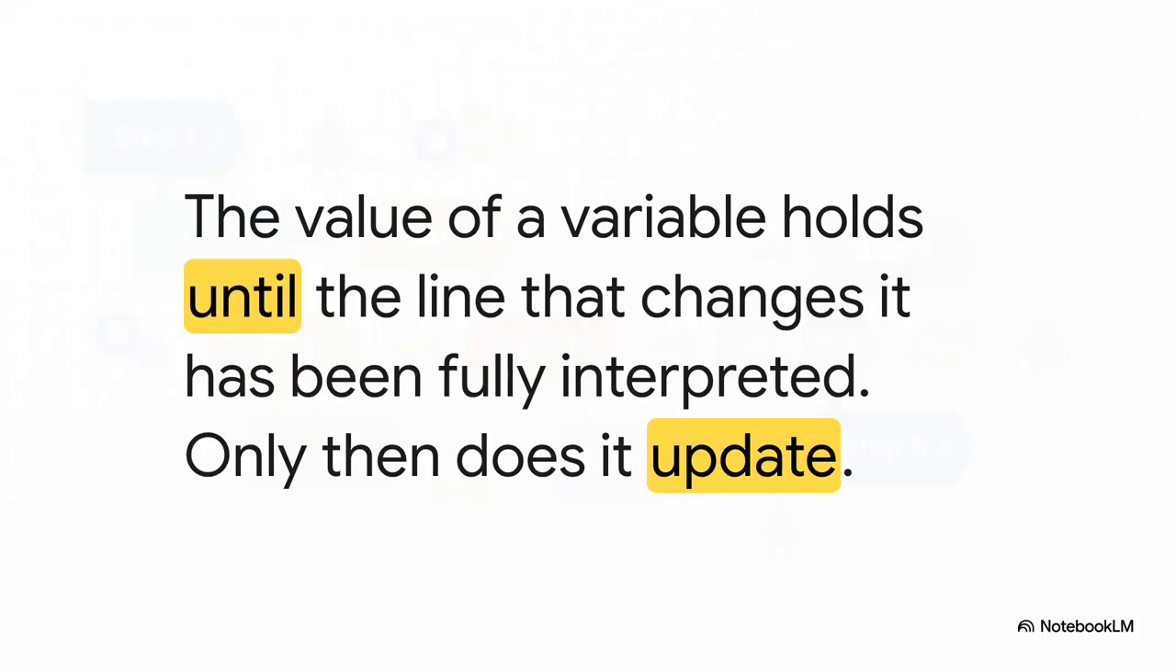So the main thing to hammer home is this. A variable holds on to its value until the line of code that changes it has been fully processed. The computer doesn't look ahead. It just works its way down, step by step by step. That predictable top-to-bottom flow, that's the heart and soul of sequence.